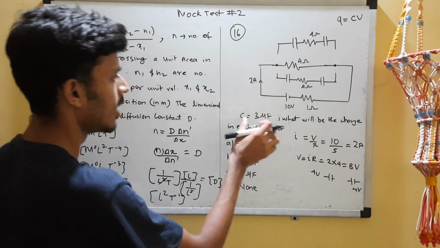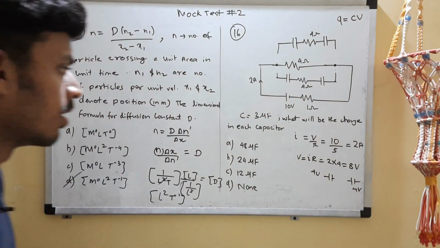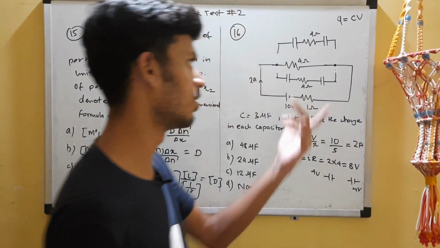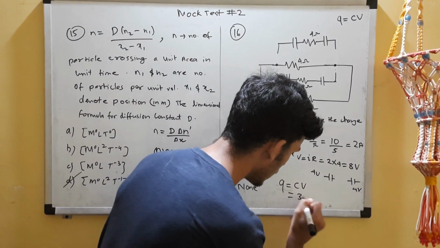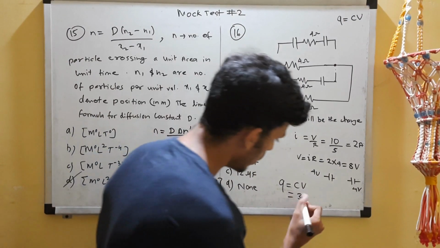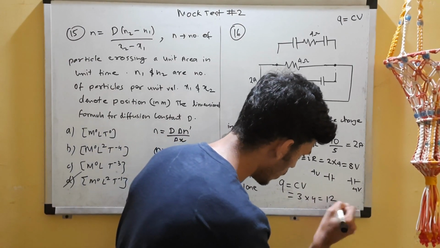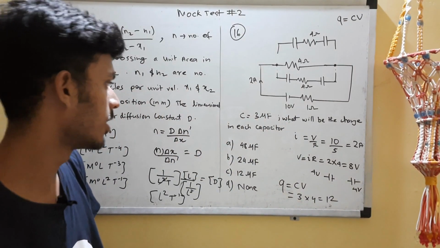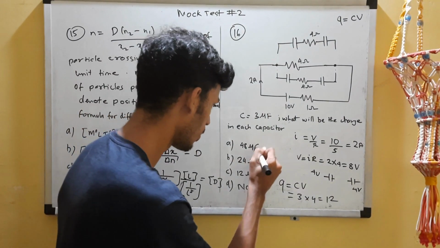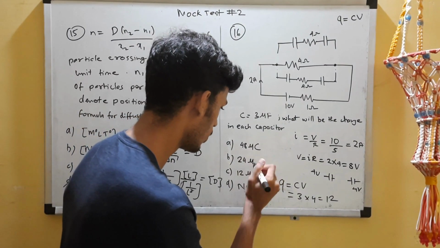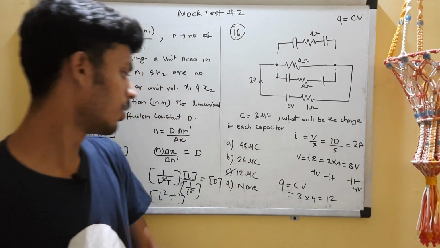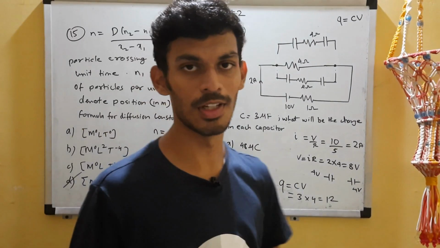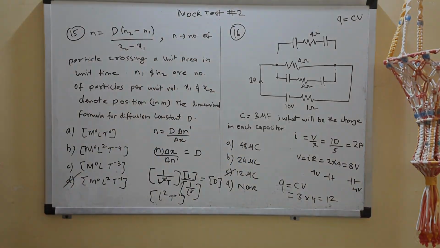Because they have the same capacity, the charge will be the same and also the potential will be the same. So Q is equal to CV, with C being 3 microfarad, into 4, that is 12 microcoulomb. So option C, 12 microcoulomb, is the correct choice over here. Let's move to the next question now.